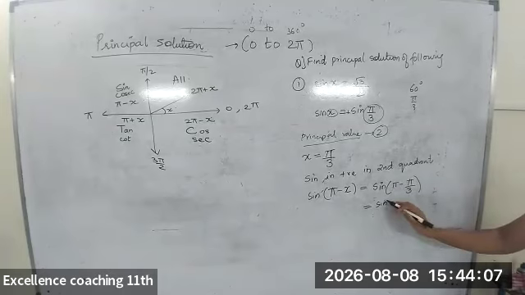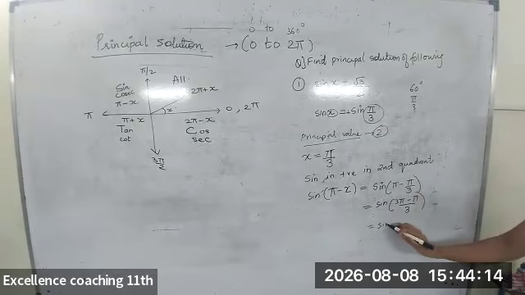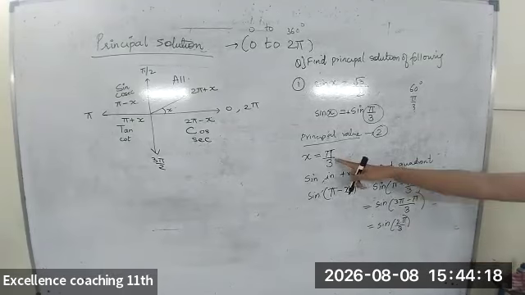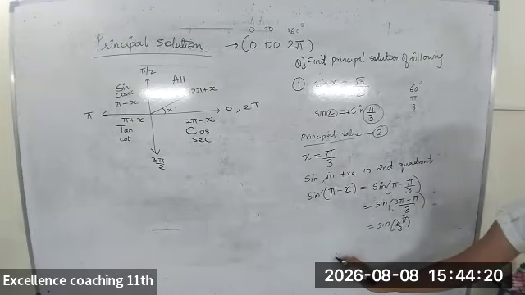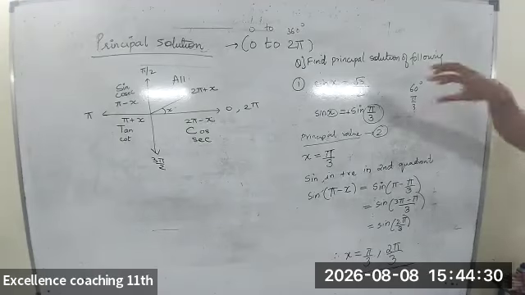So sine of 3 pi by 3 minus pi by 3, so sine of 2 pi by 3. So one is this, one is this. Therefore, the two values are pi by 3 and 2 pi by 3.